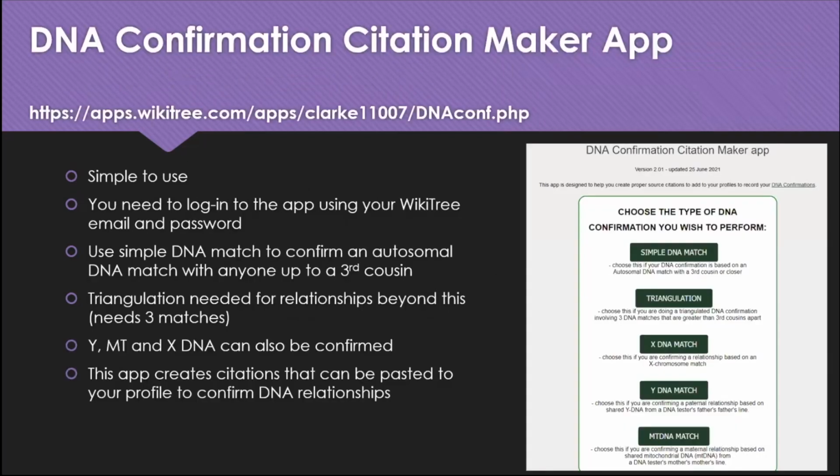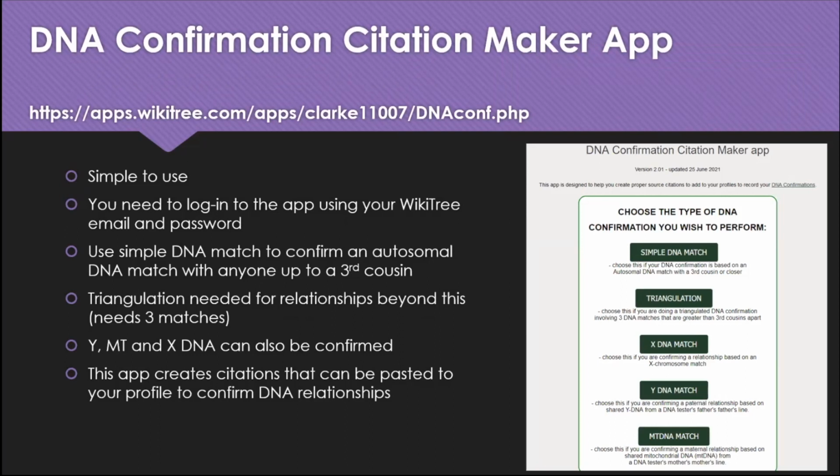There is also a DNA confirmation citation maker. And this is a particularly good thing to use. It's actually quite simple to use. You have to download an app and then you log into it with your WikiTree email and password. And what you can do is you can go in and make a citation and then post it on to your profile page. And what this will do, it will give you the necessary information to confirm a match.